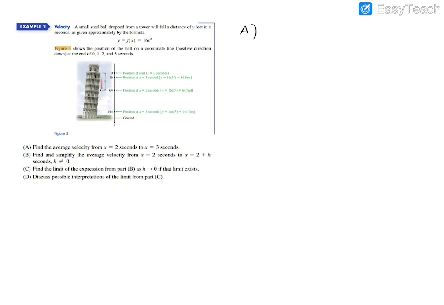Actually, velocity is the rate of change of the position. So here y is the position vector, the position function. Okay, so the average velocity means the average rate of change of the position. So that equals the average distance covered over elapsed time.